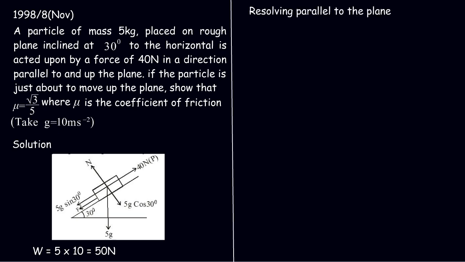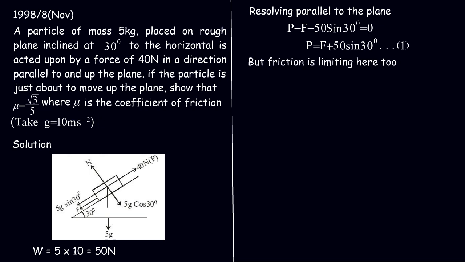Now resolving parallel to the plane, that is resolving all the forces parallel to the plane, P minus F minus 50 sin 30 will be equal to 0, and rearranging, P will be equal to F plus 50 sin 30. This is going to be our equation 1.